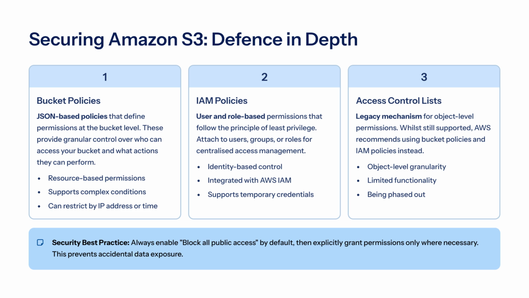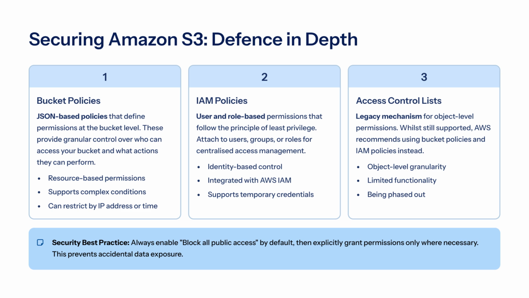Now let's talk about common mistakes and challenges. The number one mistake is leaving a bucket publicly accessible by accident. This has caused many high-profile data leaks. The solution is to always enable block public access at the account and bucket level, then explicitly allow only what you need. Another challenge is managing complex policies.